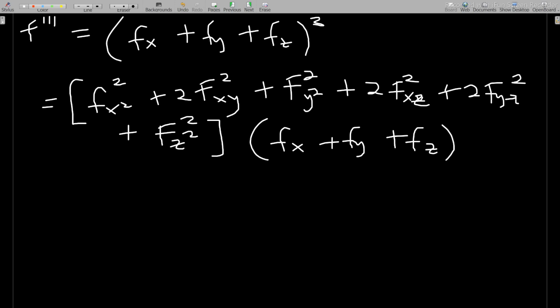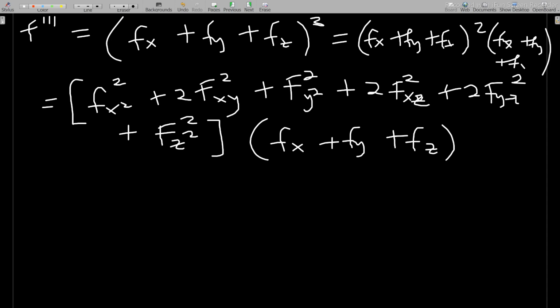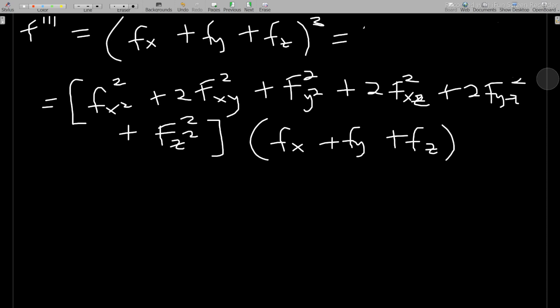Now this is the first bracket, the square bracket. Inside it was the square, so I can equally do this: fx plus fy plus fz squared times itself, fx plus fy plus fz, and this will give me the cubic. Okay, but this we know. I hope you get it. So we just come and substitute it there.